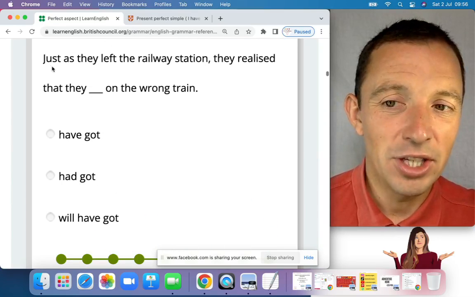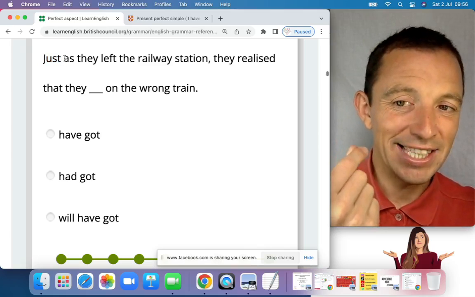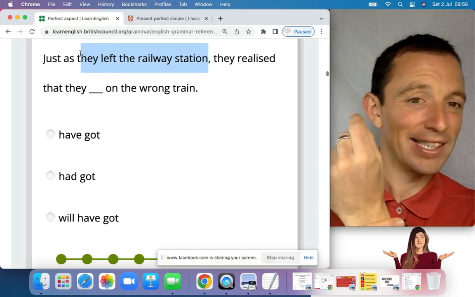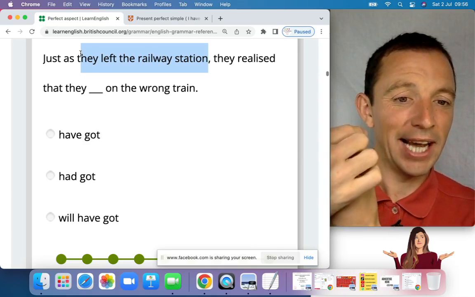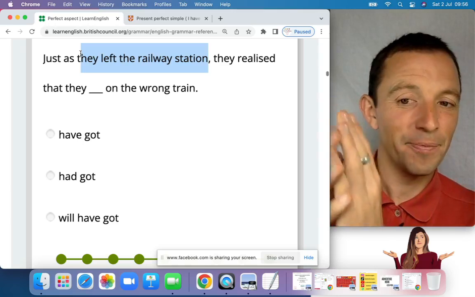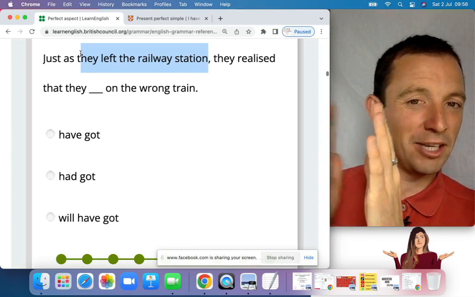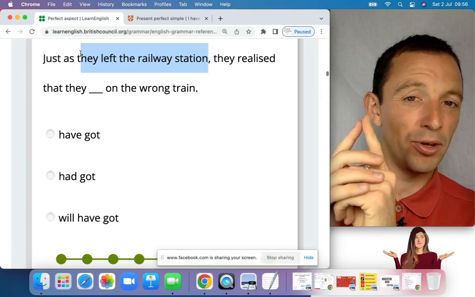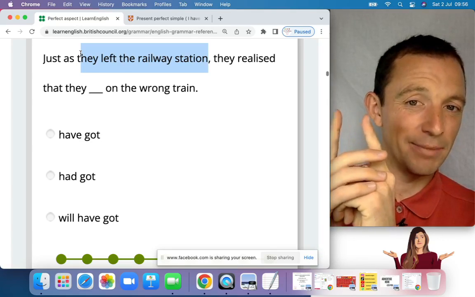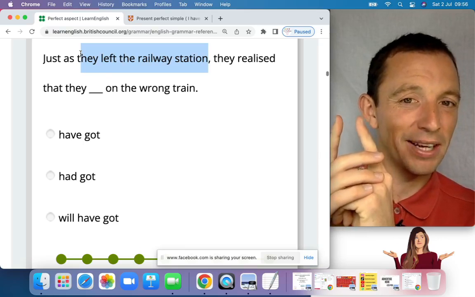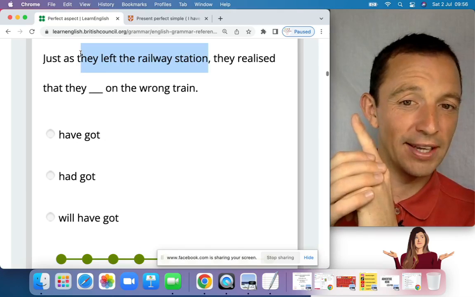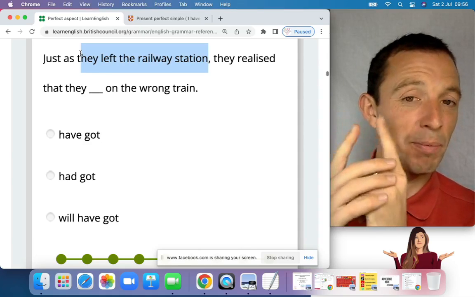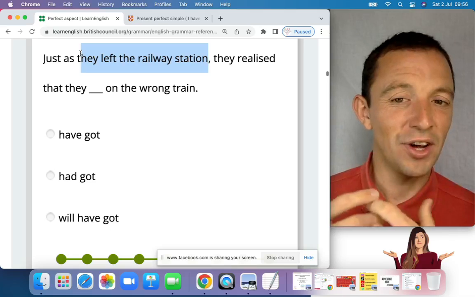And here is the comment: just as, so the moment when they left the railway station, that's the past simple. They realized, so the next past, they realized that they, so the period before the action again in the past, and this is the same, it's the past, plus we need the period before this past perspective, which is the past perfect. And to create the past perfect, we have the subject, they, plus the auxiliary had, have in the past, had, plus the participle, get, got, had got on the wrong train.